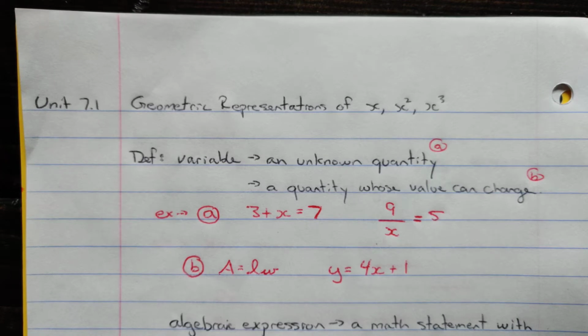9 divided by x equals 5. What's x? Well, 9 divided by something is 5. And we can figure out that is 1.8. So it's an unknown quantity that we're representing with the variable. And then in example B, the quantity whose value can change.